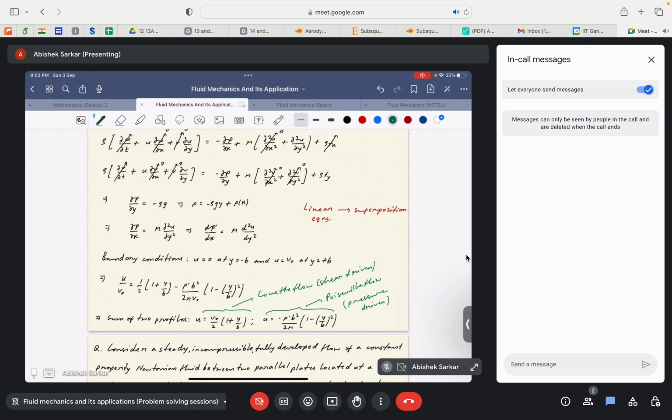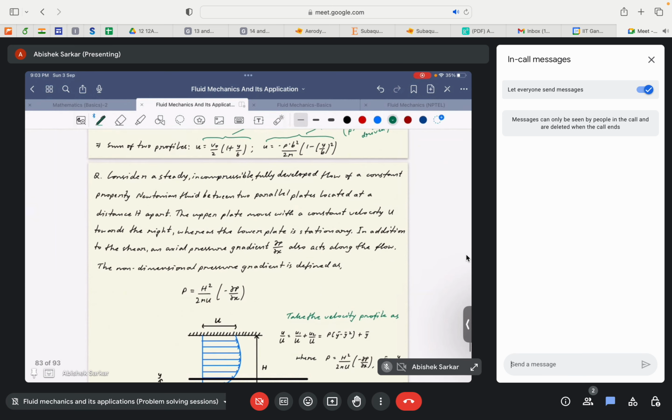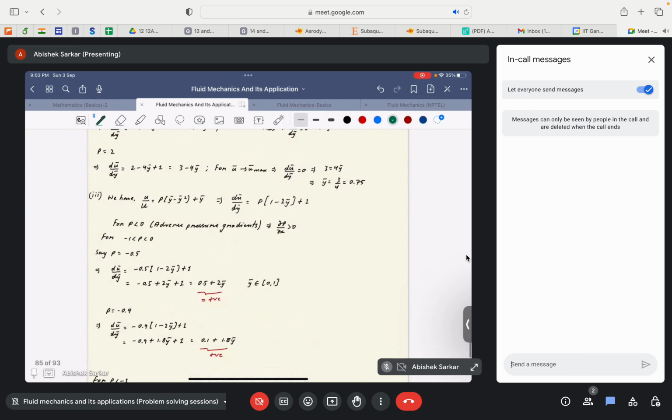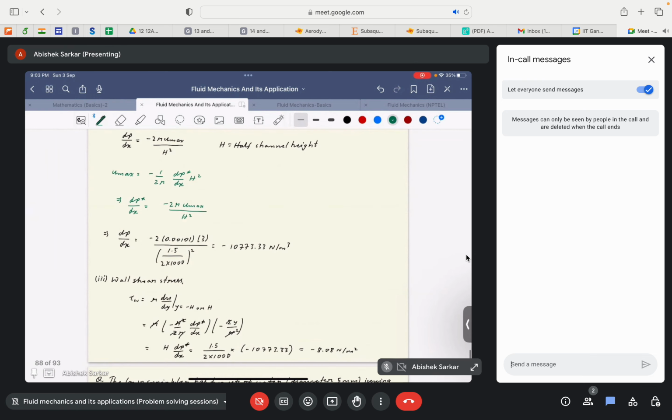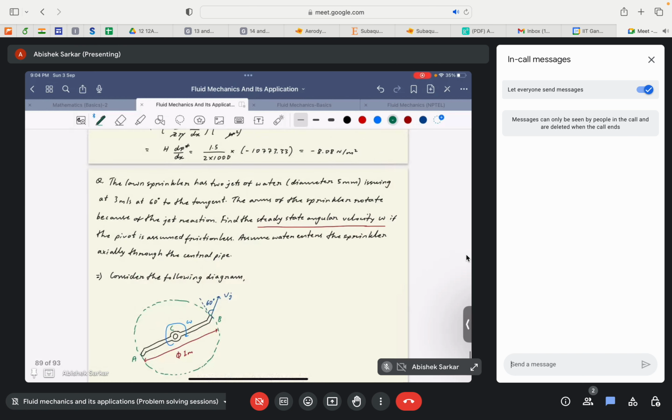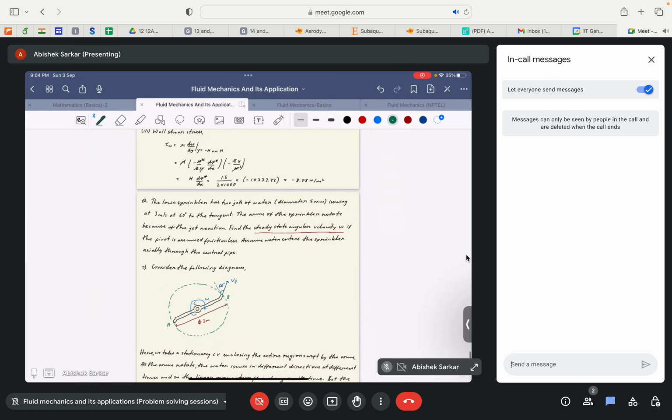Okay, so this is what I wanted to tell. I guess we'll discuss this example again if time permits, but now, more importantly, we need to discuss the lawn sprinkler example. So let me take the lawn sprinkler example part. Okay, so let's go through this example.